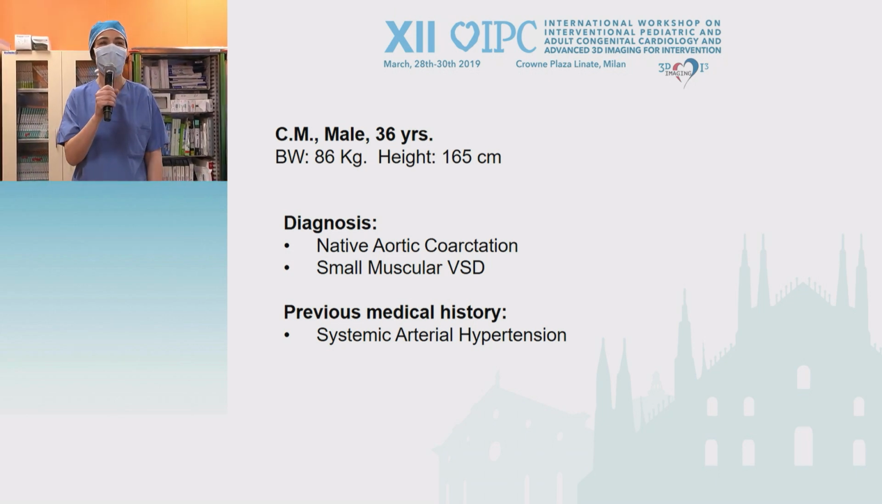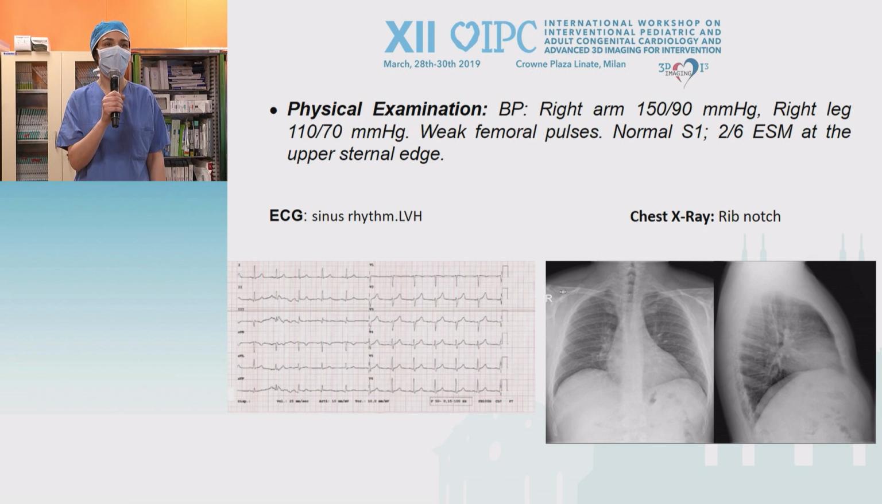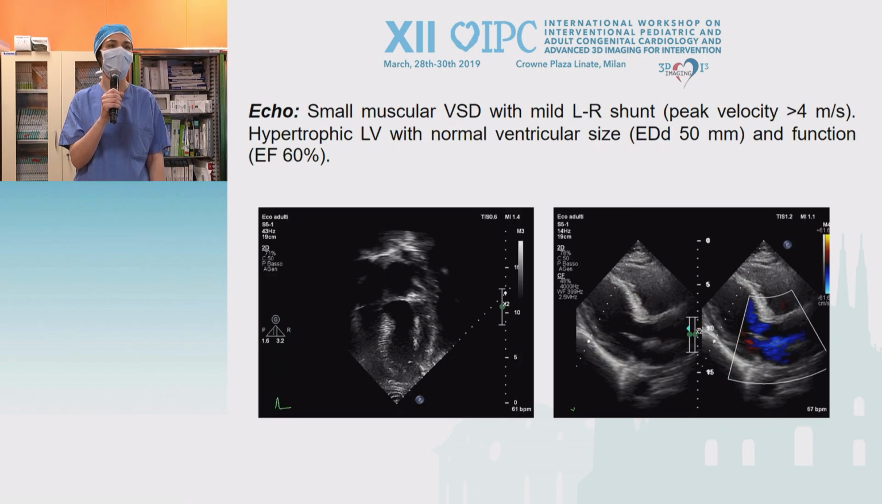So the patient is a male, 36 years old, 86 kilos. He had a native aortic coarctation and a small muscular VSD. He presented with systemic arterial hypertension. On physical examination, you see the blood pressure is 150/90. This is the ECG and the chest X-ray.